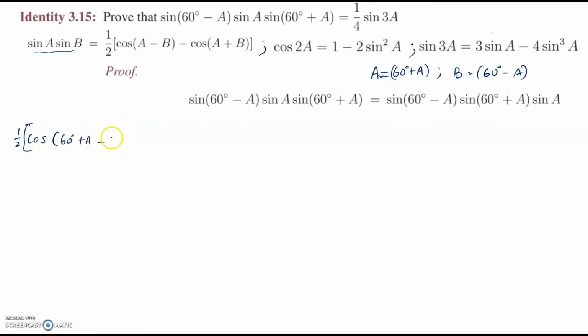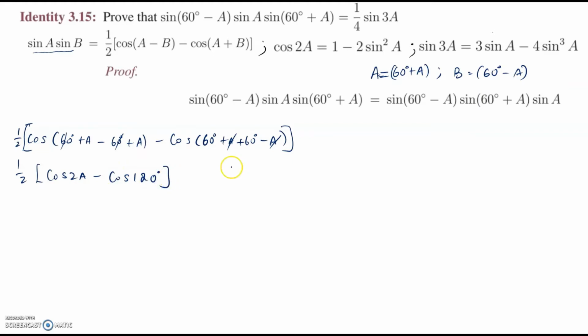minus 60 degrees plus A. So, 60 and 60 will disappear here. Then it's minus cos A plus B. So, again adding these two, 60 degrees plus A plus 60 degrees minus A, the A and A will disappear. So, you will have half of cos 2A minus cos 120 degrees. So, we have that for the first two terms into sin A.